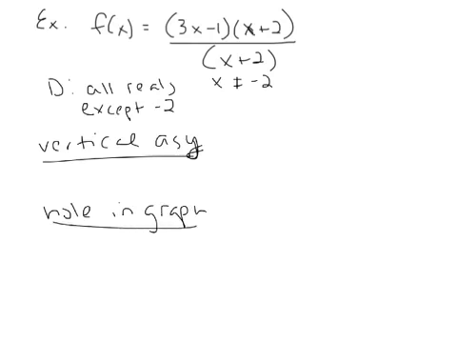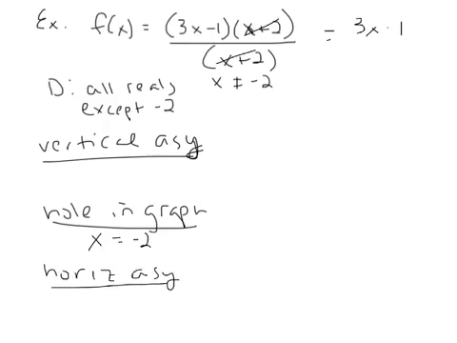When you look at the two factors here, I have x plus 2 and x plus 2, so I'm going to be able to reduce this. My function in simplified form is just going to be 3x minus 1. So what ends up happening here is instead of having a vertical asymptote, x equals -2 is going to be where I'm going to have a hole in the graph. How about my horizontal asymptotes?